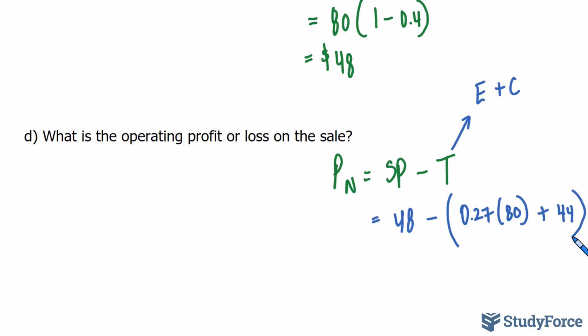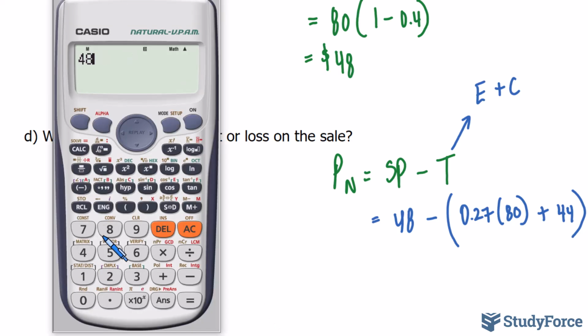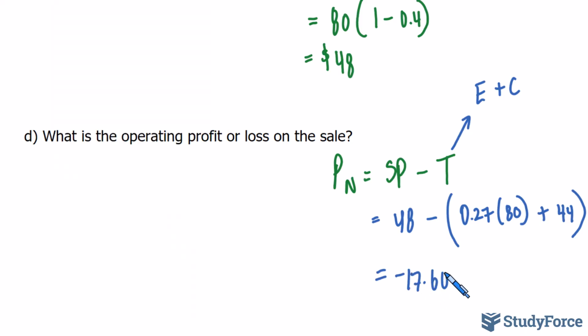Now, if this value is positive, then we've made a profit. If it's negative, we've made no profit. We've actually have a loss on our hands. So 48 take away 0.27 times 80 plus 44, and we end up getting a loss of $17.60. Negative $17.60. So if we put this on sale for $48, that is, if we give a 40% discount, then you're actually losing $17.60 every time you sell the item. Definitely not a good business strategy.